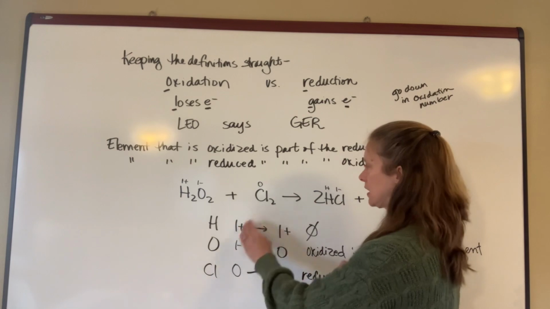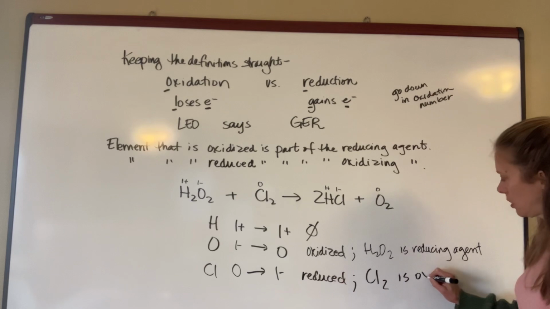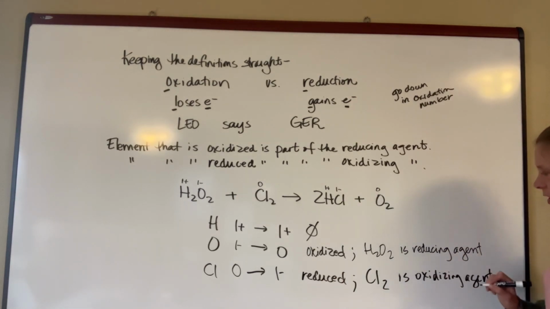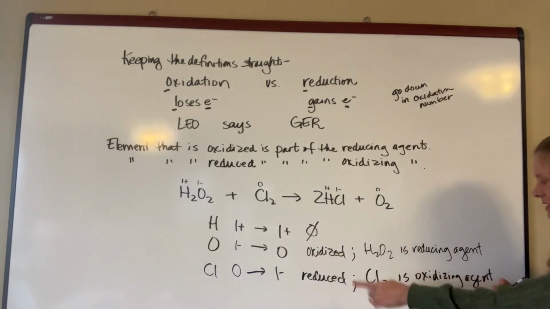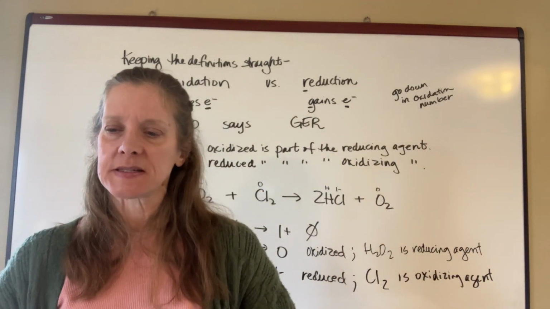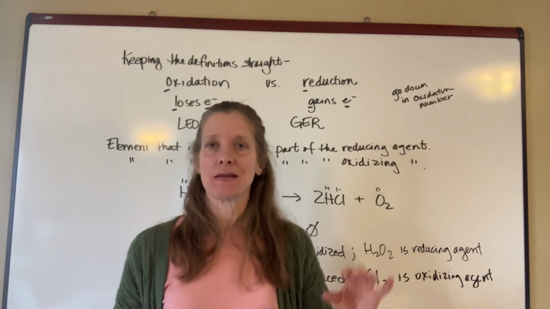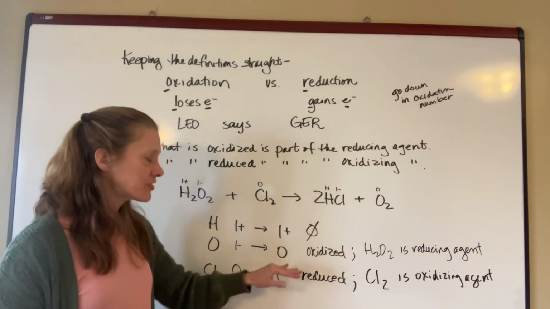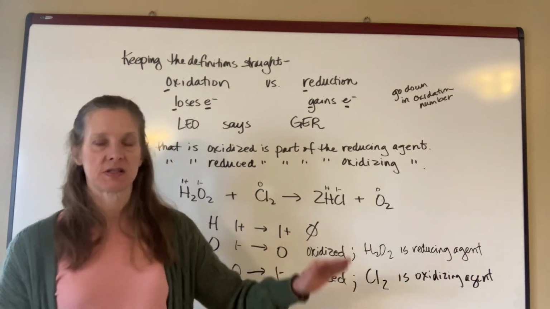Similarly, the chlorine is a part of the Cl2, so Cl2 is the oxidizing agent. Because of what's going on with the chlorine, it is causing the oxygen to be oxidized. So it's called the oxidizing agent. Now, I do want to point something out here, and that's that the answer key for your textbook is not consistent. Sometimes he will say oxygen is oxidized and is the reducing agent, and chlorine is reduced and is the oxidizing agent.